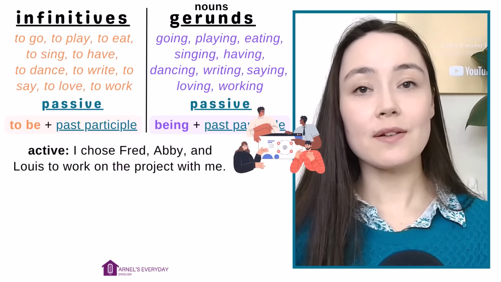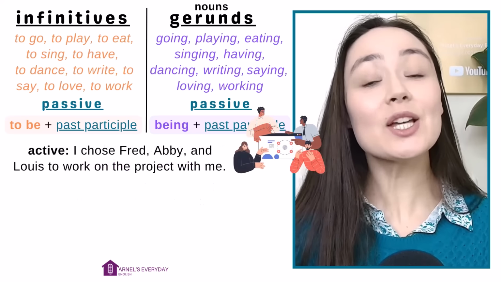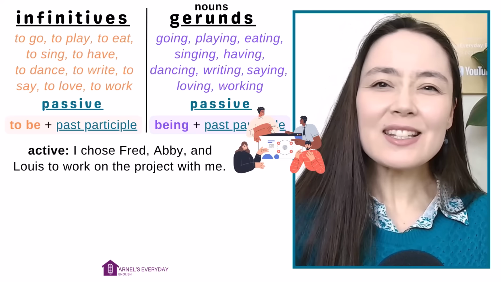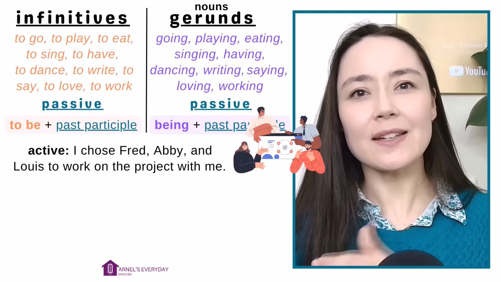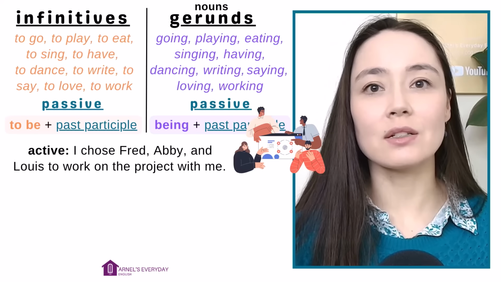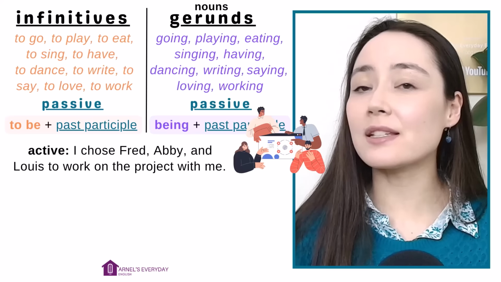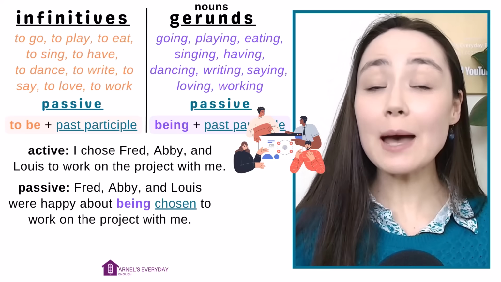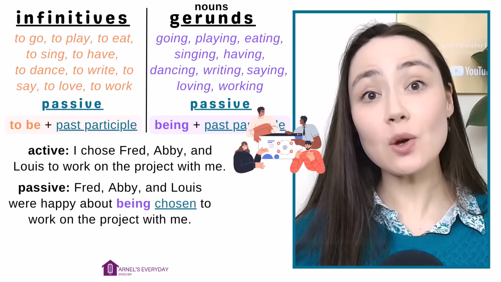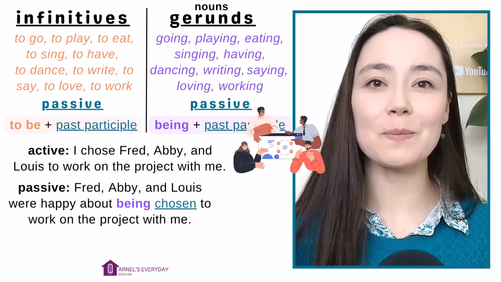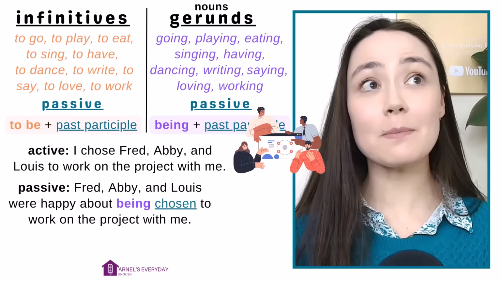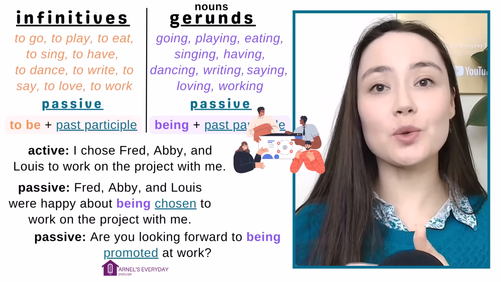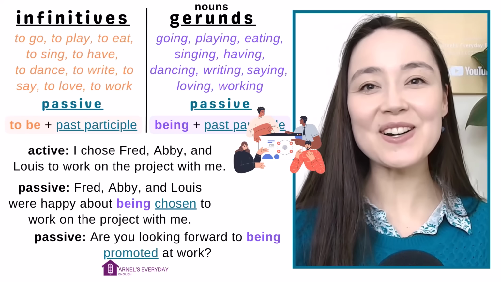I chose Fred, Abby, and Louie to work on the project with me. Again, there isn't always a direct active to passive translation. I could make a passive sentence like this: Fred, Abby, and Louie were happy about being chosen to work on the project with me. Last example, are you looking forward to being promoted at work?